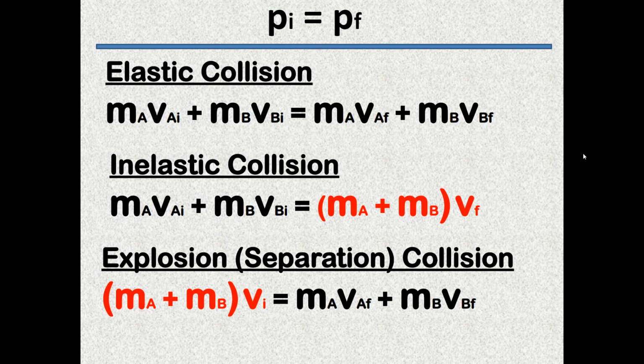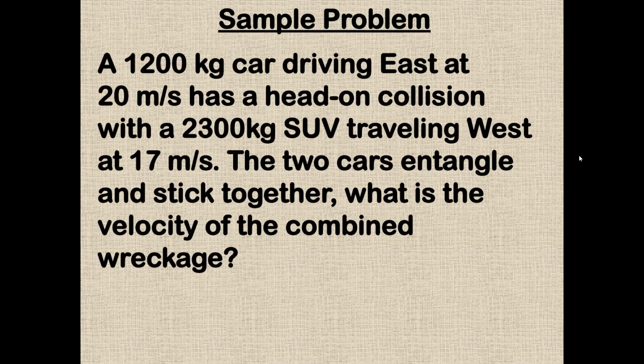All right, since I have them, I have a few practice questions if you want. I'm just going to run through the slides. You can pause it and look for an answer, which I will simply put up right after the question. Here's the first problem. A 1,200 kilogram car is driving east at 20 meters a second and has a head-on collision with a 2,300 kilogram SUV traveling west at 17 meters a second. The two cars entangle and stick together. What is the velocity of the combined wreckage?